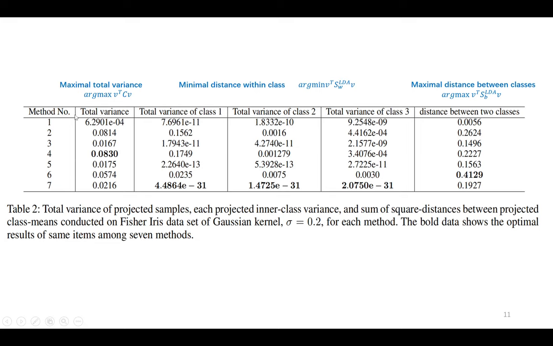We also evaluate our methods quantitatively. As introduced above, there are 3 objectives: the maximal total variance, minimal distance within class, and maximal distance between classes. So we calculate 5 items, that is total variance of each class, and the distance between classes.